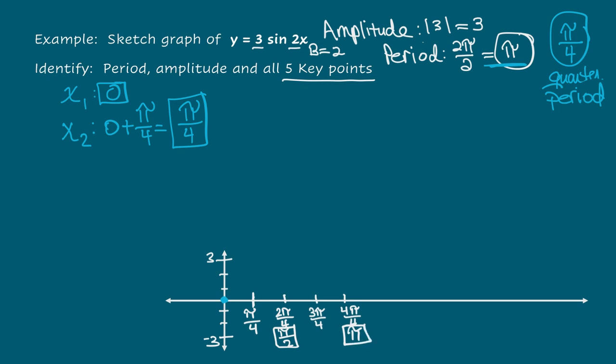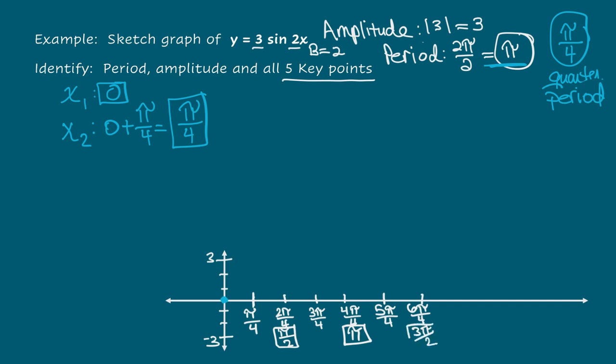So I probably didn't leave myself nearly enough room on this graph. So I'm going to have to really squeeze and adjust here. It's not going to be a very well drawn graph. So my next point is going to be 5 pi over 4. And then 6 pi over 4, which is actually 3 pi over 2.